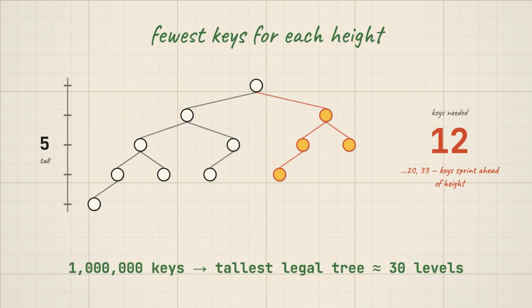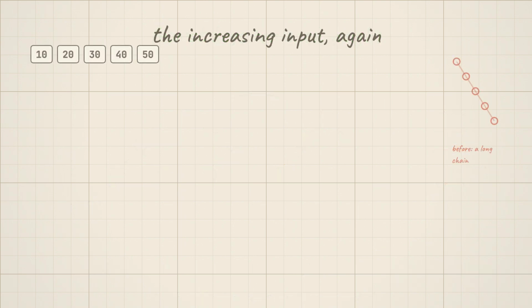Even with 1 million keys, the tallest valid tree is only roughly 30 levels tall. The tree cannot become a million-node chain because the height rule forces large supporting subtrees to exist alongside every tall branch. Now let us repeat the input that broke the original search tree.